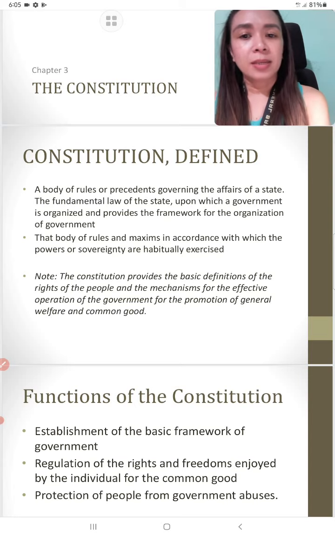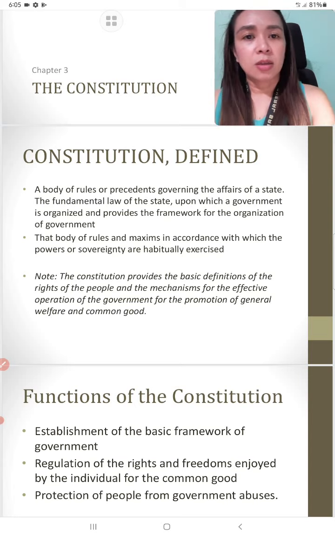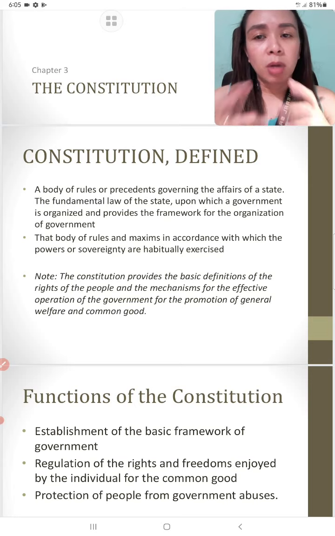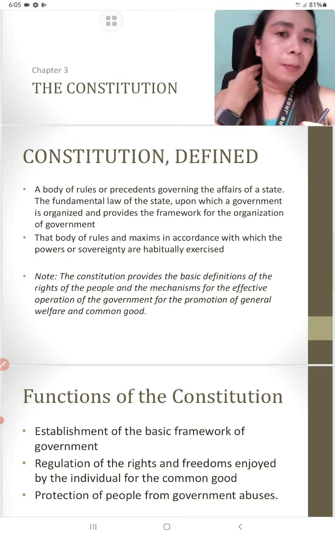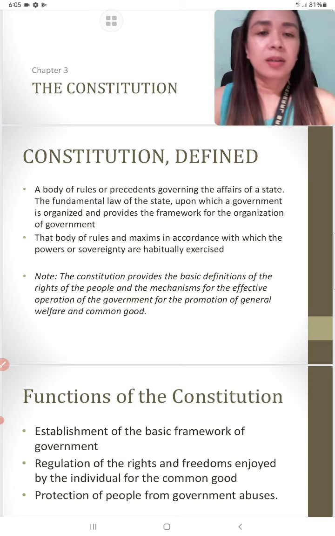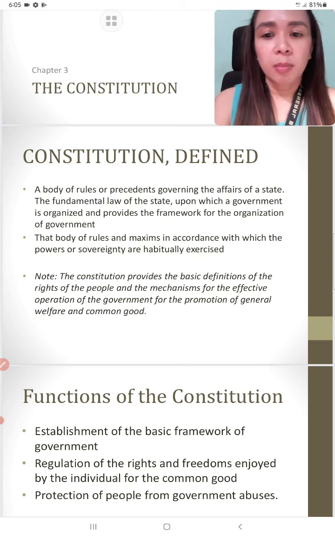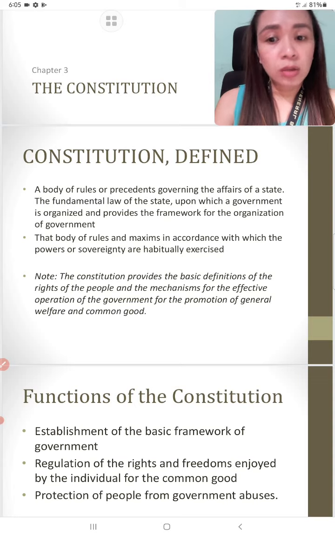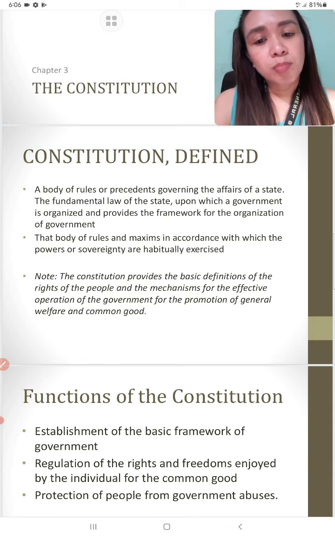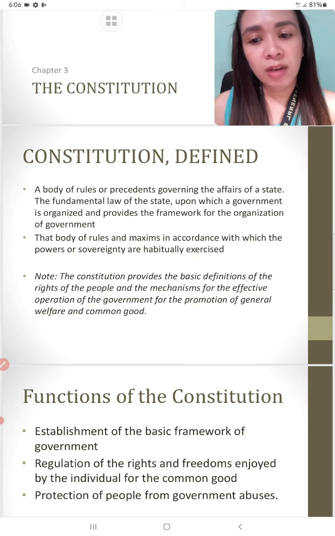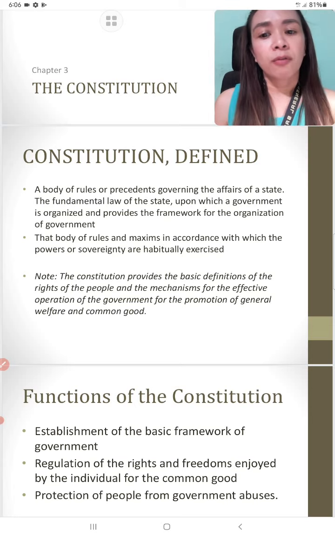So basically, based on this definition, it is the body of rules, or yun yung basis, no, for a government to function, basically, parang ganun. The body of rules and maxims in accordance with which the powers or sovereignty are habitually exercised. So take note that the Constitution provides basic definitions of the rights of the people and the mechanisms of the effective operation of the government for the promotion of general welfare and common good.